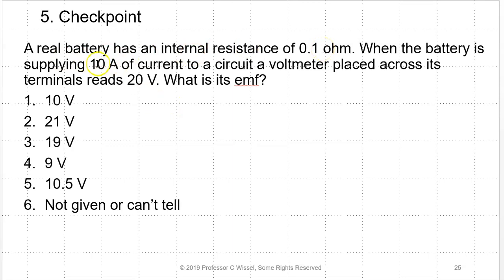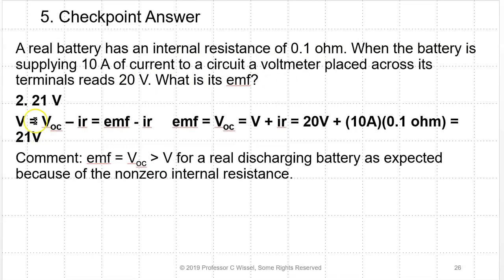A real battery has an internal resistance of 0.1 ohm. When the battery is supplying 10 amps of current to a circuit, a voltmeter placed across its terminals reads 20 volts. What is the EMF? It's 21 volts. V equals VOC minus IR, or EMF minus IR. The EMF then is VOC, and that equals V plus IR, or 20 volts plus 10 amps times 0.1 ohm, or 21 volts. The EMF, which is VOC, has got to be greater than V for a real discharging battery, as expected because of the non-zero internal resistance.